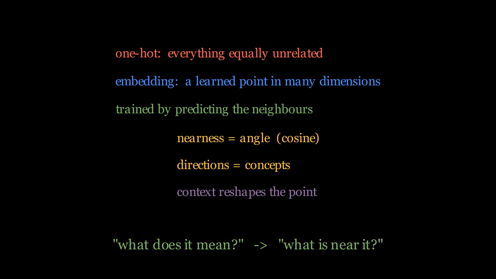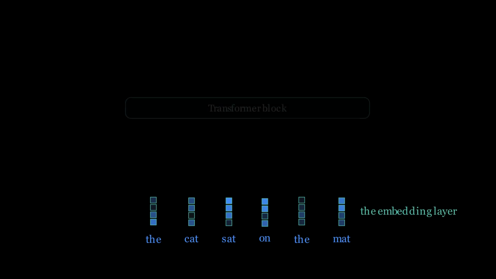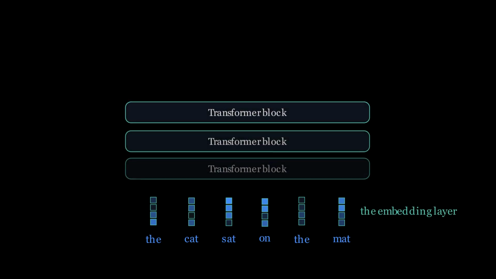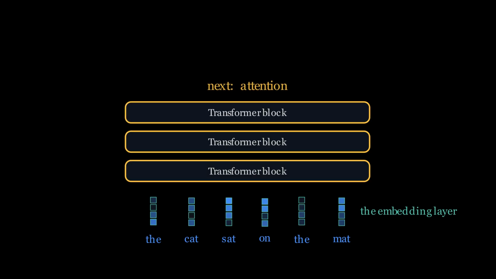One last thing worth knowing. This isn't a separate tool bolted onto language models. It is their very first layer. Before a transformer does anything clever at all, it turns each token into exactly this kind of vector, and then attention starts moving those vectors around based on what's nearby, which is precisely where we'll go next.